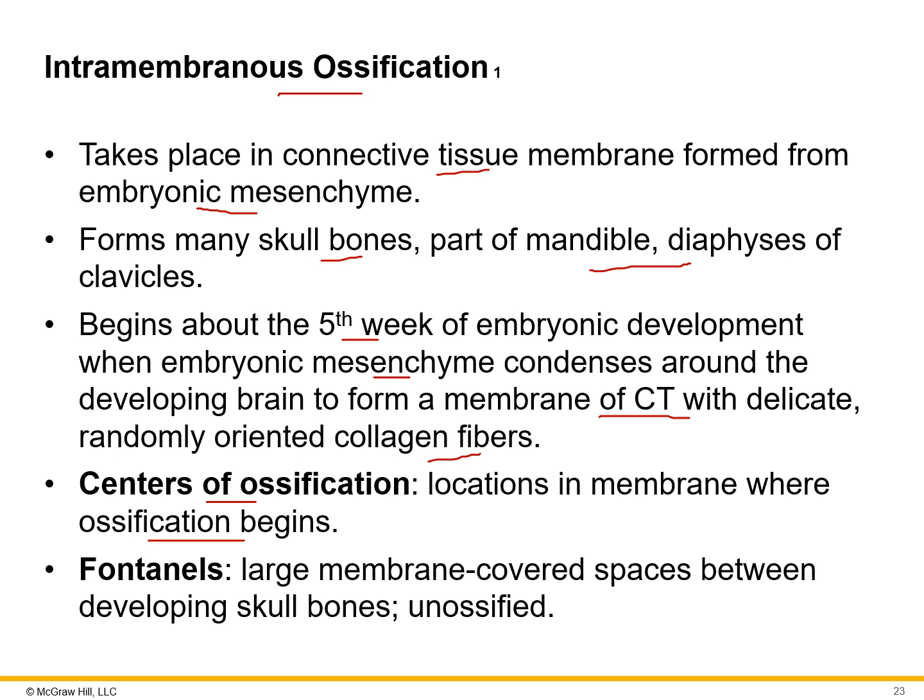And then in the embryonic development, and even initially once the baby is born, are the fontanelles. These are the large membrane covered spaces between the developing skull bones. So it's unossified, it's not hardened or calcified. This is the soft spot on an infant. This is to allow the brain to develop and grow instead of being locked in one shape.